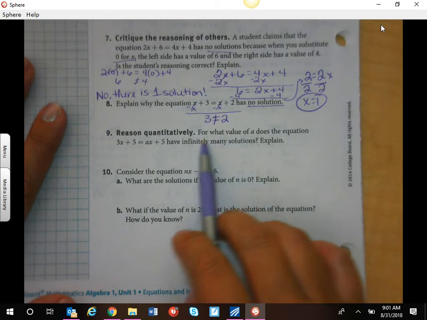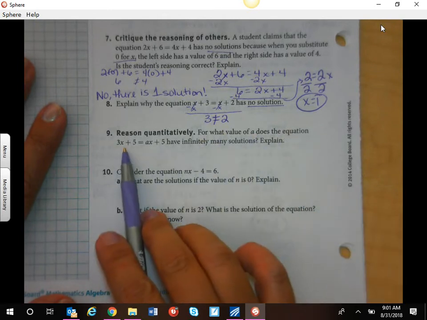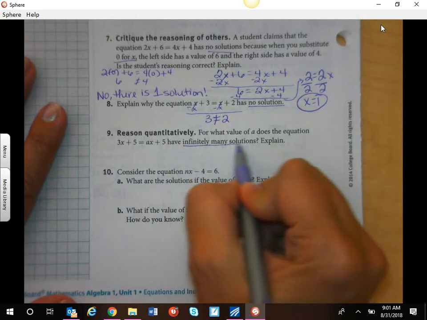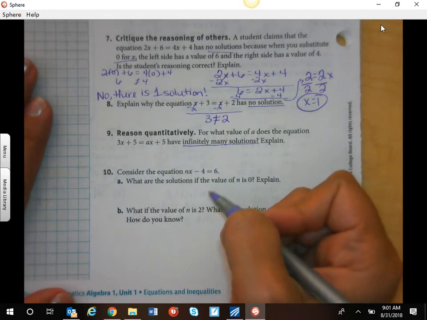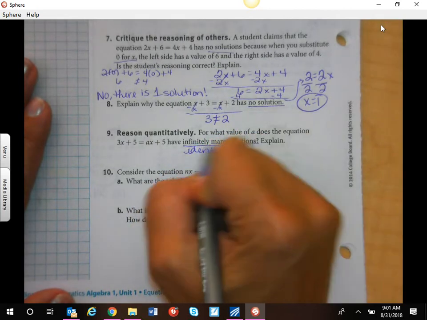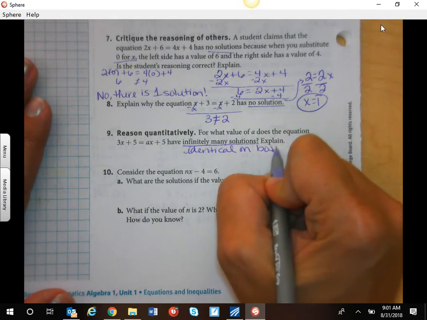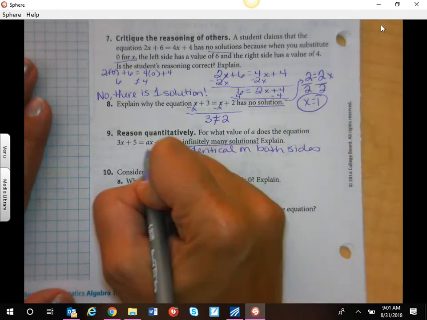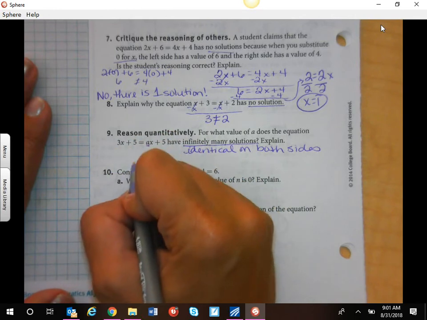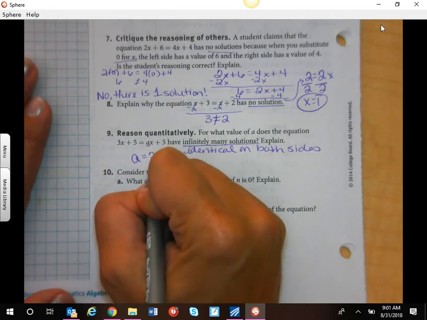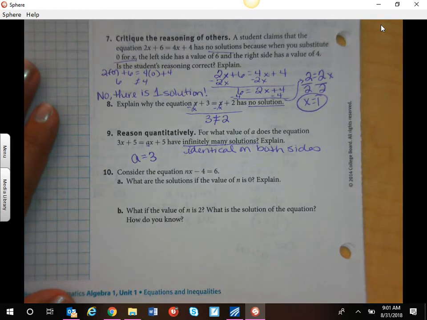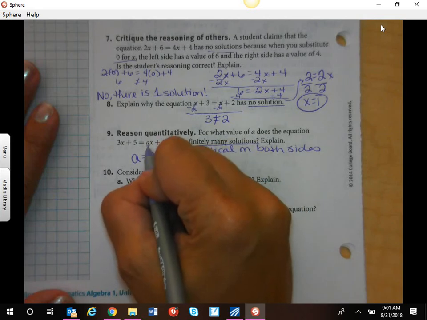For what value of a does the equation 3x plus 5 equals ax plus 5 have infinitely many solutions? And I want you to remember what we talked about. Infinite means they are identical on both sides. So what would I need to put for a for the right side to look like the left? Well, hopefully you'll tell me a needs to be 3. Then it would look the same.